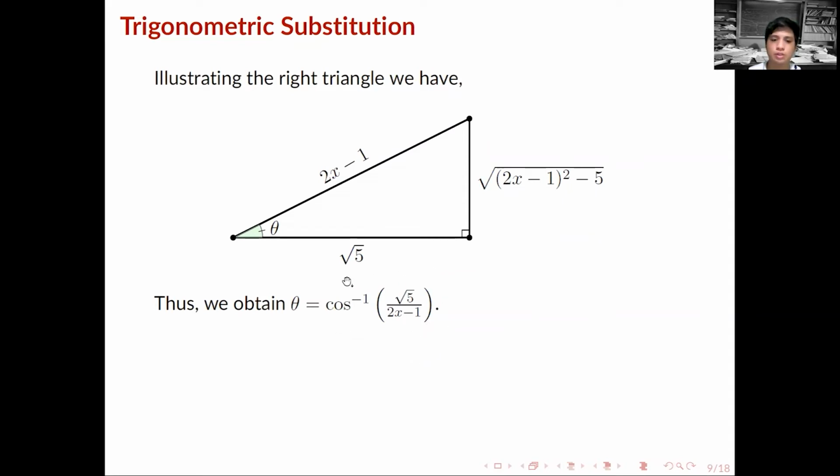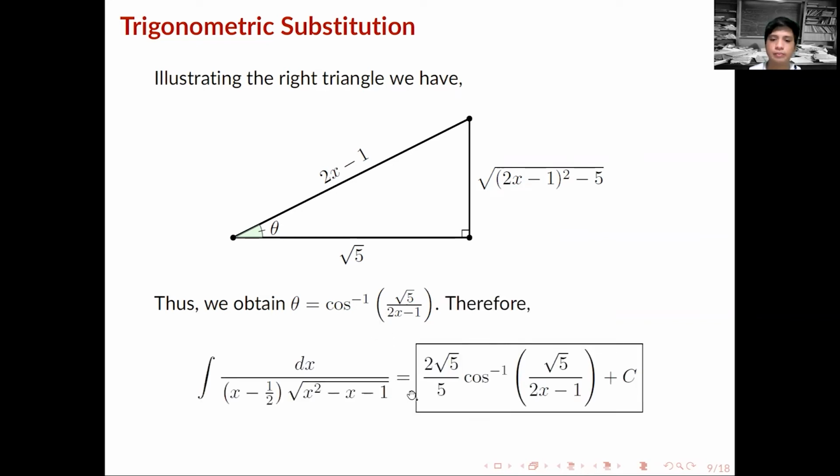Now we can use this expression to substitute for theta to obtain our final answer. So our integral is equal to square root of 5 over 5 inverse cosine of square root of 5 over 2x minus 1 plus c. And that is our final answer for problem number 1.